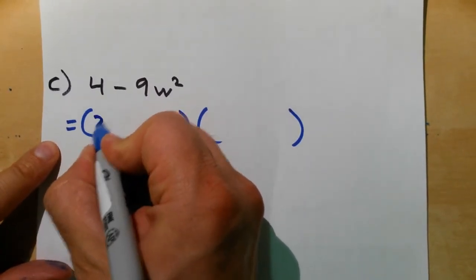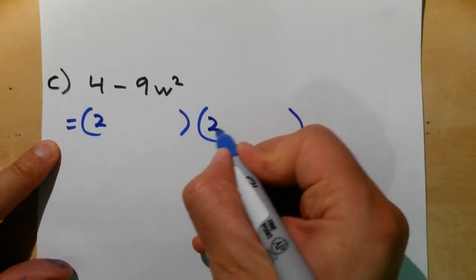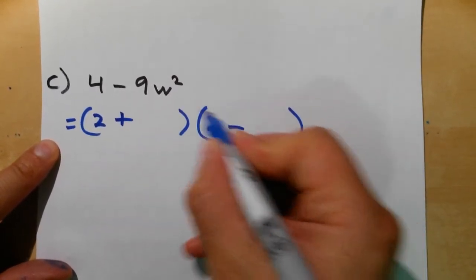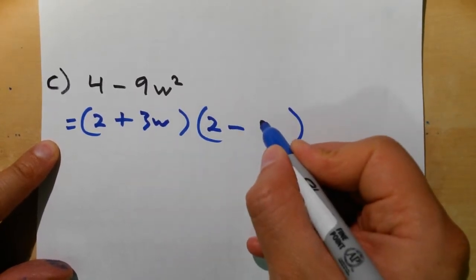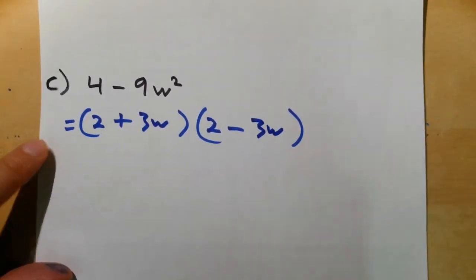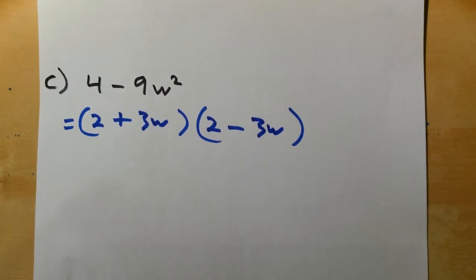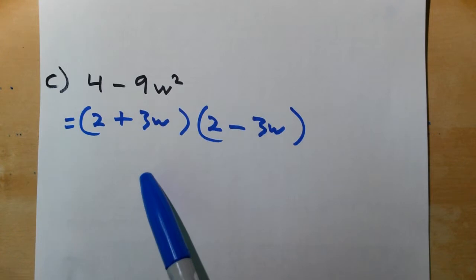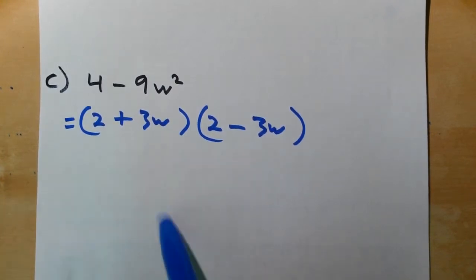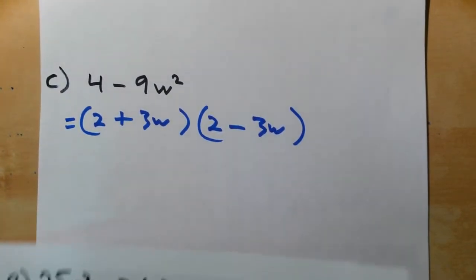2 plus minus 3w. Once again, the important thing is recognizing the patterns. Let's look at one more example.